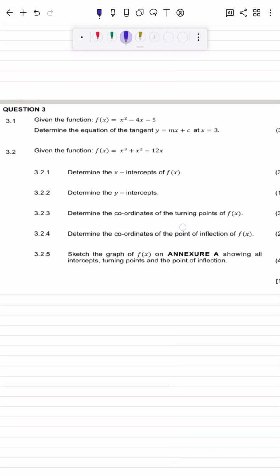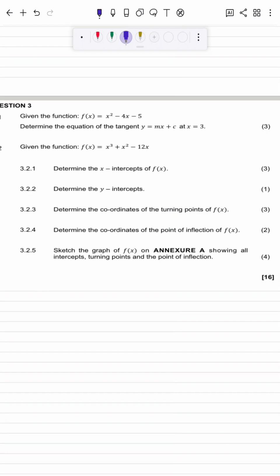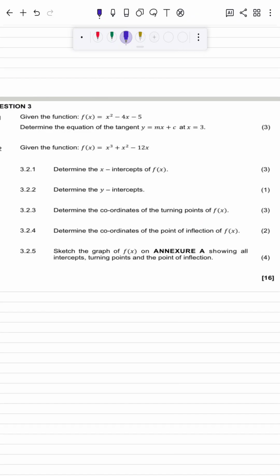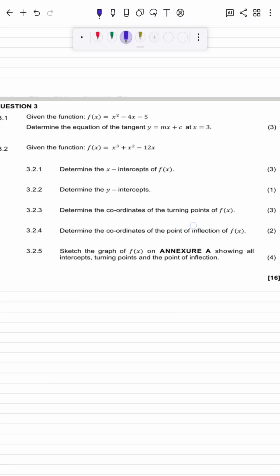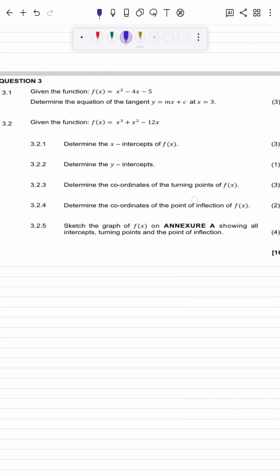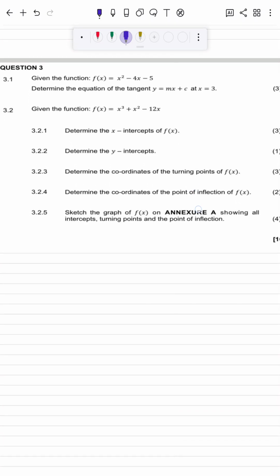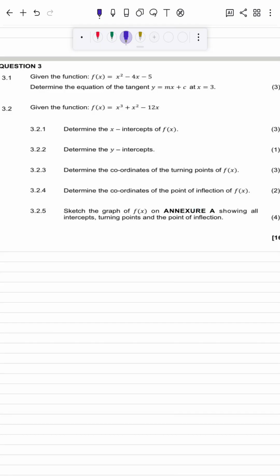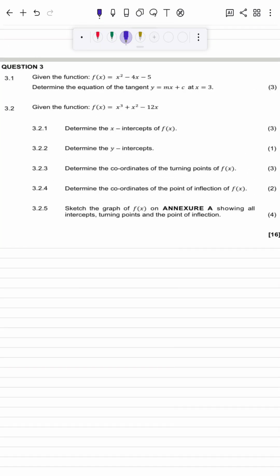Okay, the other aspects, this is the application I referred to when I was talking to you earlier about what we're going to be doing today. So I'm going to explain through answering questions. So we are given a function f of x, which is x squared minus 4x minus 5. And the question says determine the equation of the tangent, which is always a straight line.